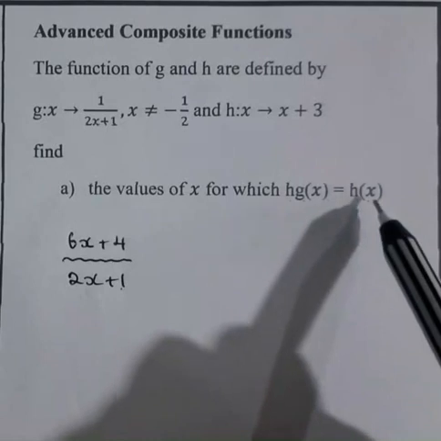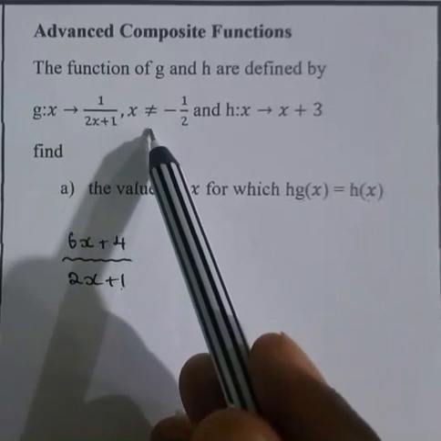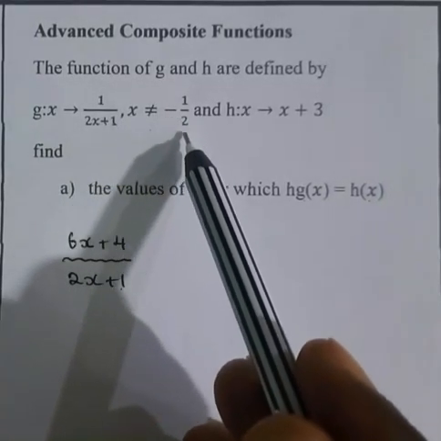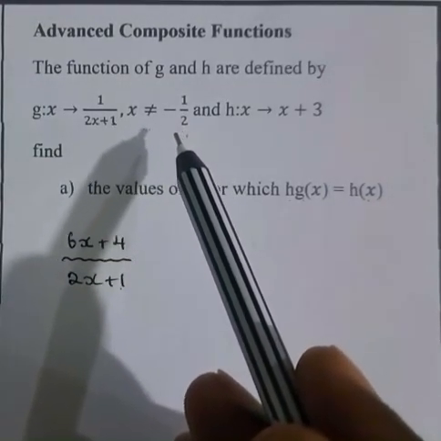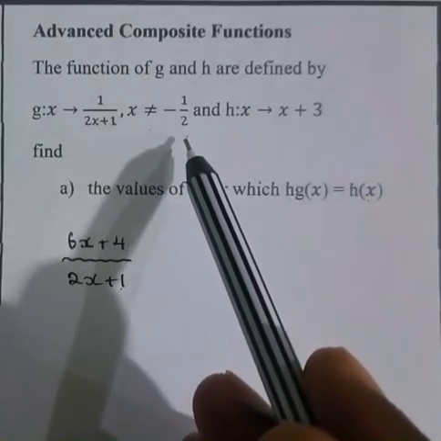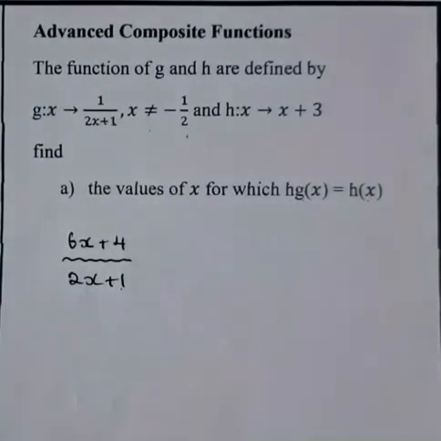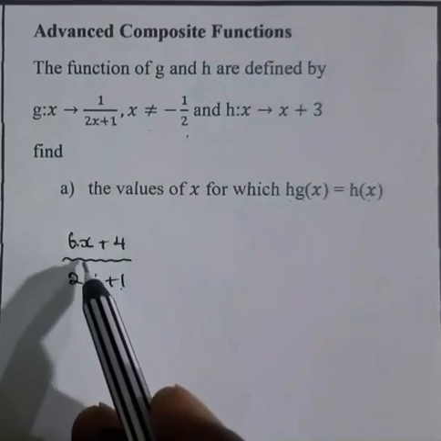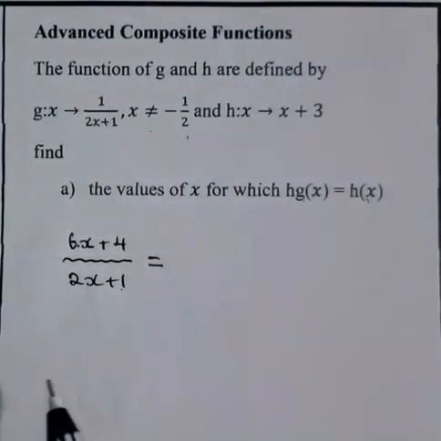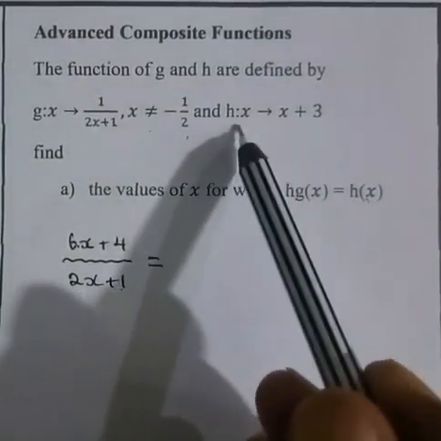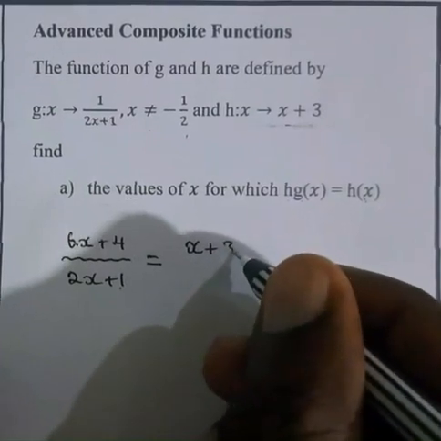Now remember that as we are finding these values of x, there is this limitation: x cannot be negative half. So if we find one value of x to be negative 1 over 2, we'll ignore that one and keep the one that is not this. So we have h of g of x equal to h of x. We're going to find h of x right there, which is x plus 3.